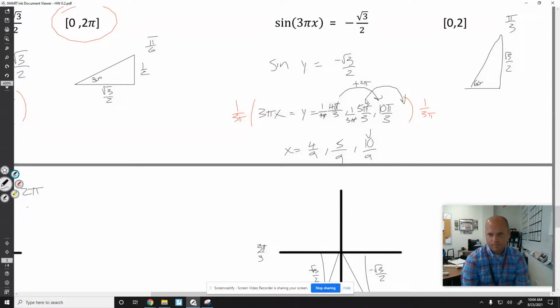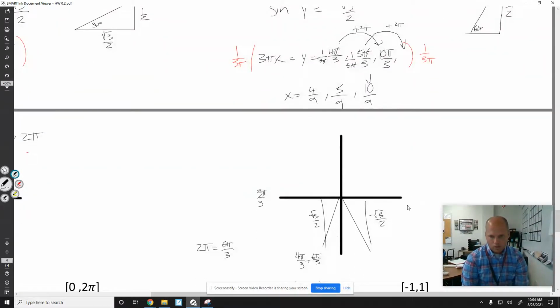5 pi over 3. Add 2 pi to get the same location but a different angle. 5 pi over 3 plus 2 pi is like plus 6 pi over 3, giving me 11 pi over 3. Divide by 3 pi, it turns into 11/9. Is that between 0 and 2? Yes. I'd have to get to 18/9. So, guess what? Let's keep going.